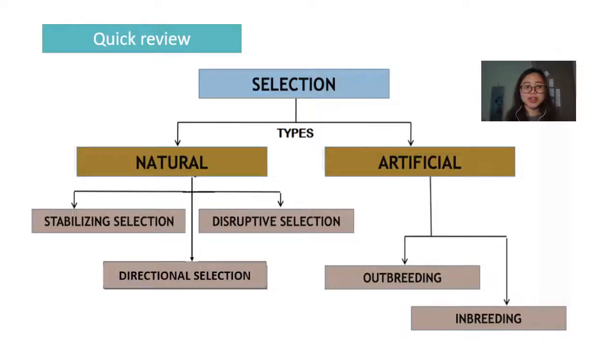So far in this chapter, we have gone through one subtopic where we talk about natural and artificial selection, and also the 3 types of natural selection and the 2 types of artificial selection. I hope that you'll be able to remember them and also answer questions about them when you see them during UPS or in the exam.